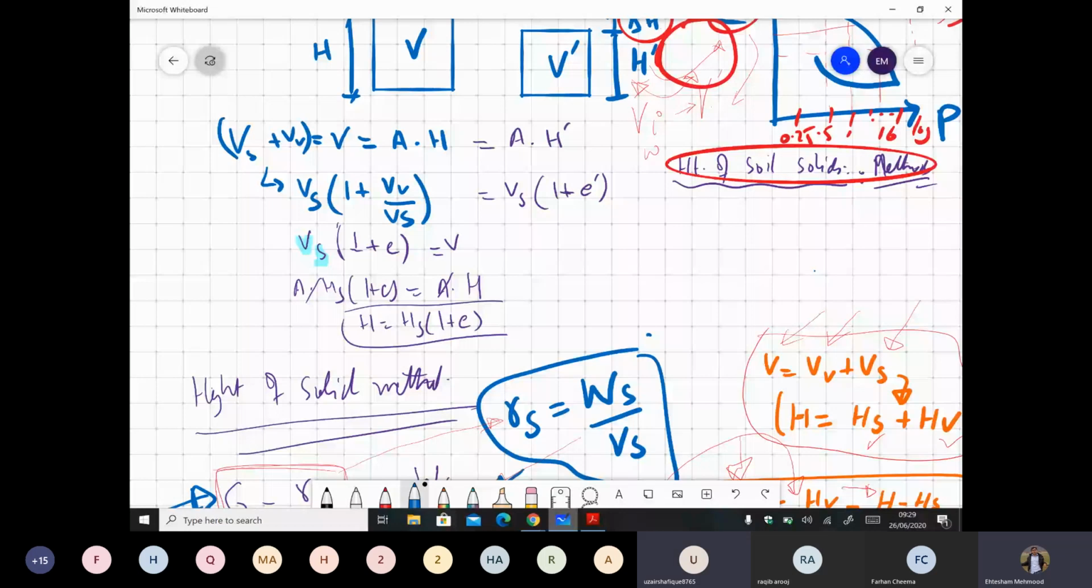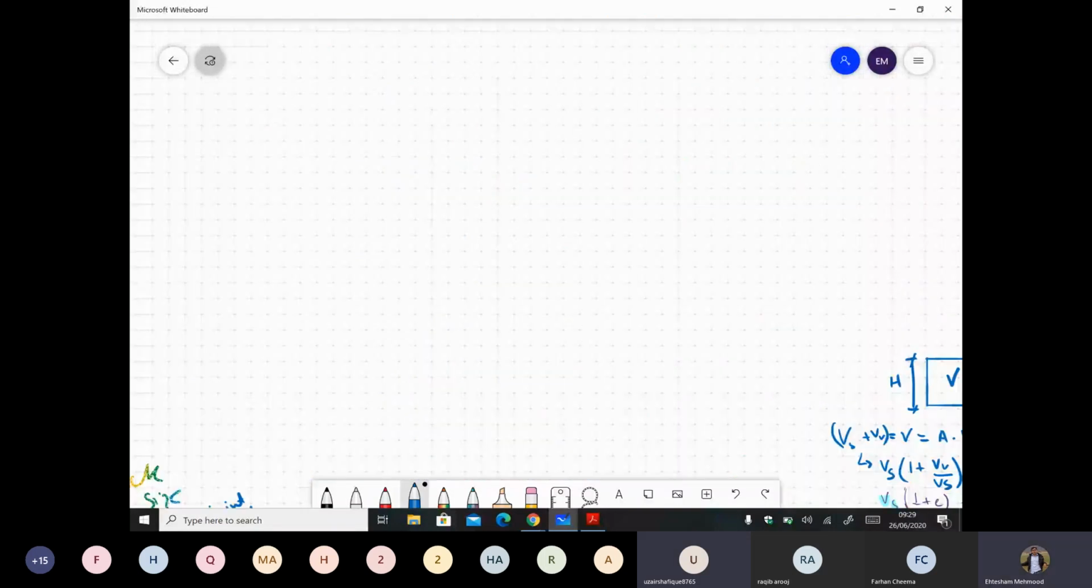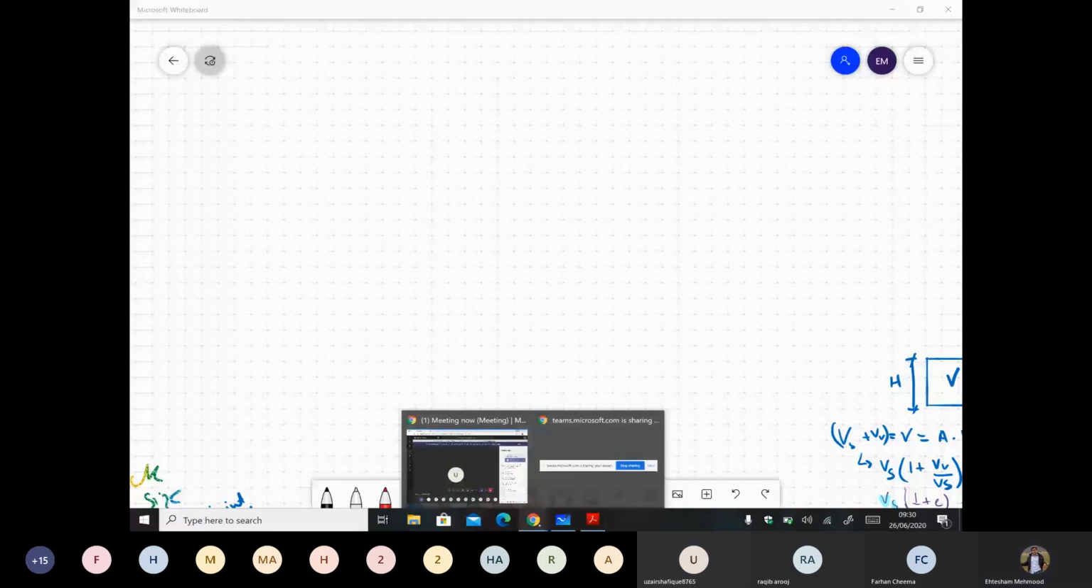Sir, the sand itself can also consolidate under loading. Can you see my whiteboard? Can you see my whiteboard? No, sir. Is it not visible? Yes, sir, it's visible.